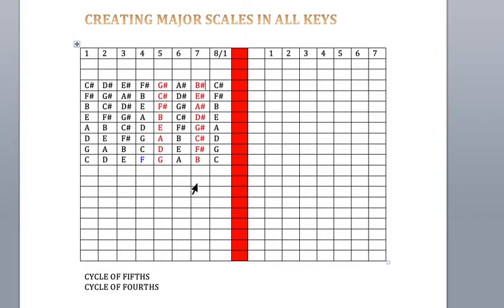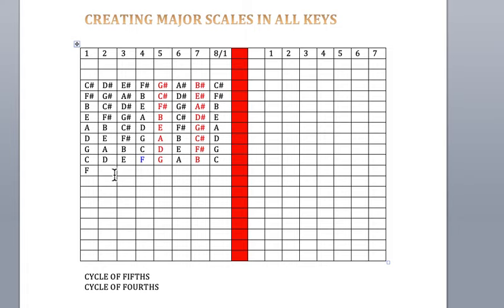Now we're going to go down here and do the keys with flats. The rule for keys with flats is we use the cycle of fourths. Instead of counting 5, count 1, 2, 3, 4, and then we pick this one, F. Then we write all the notes as they are here.